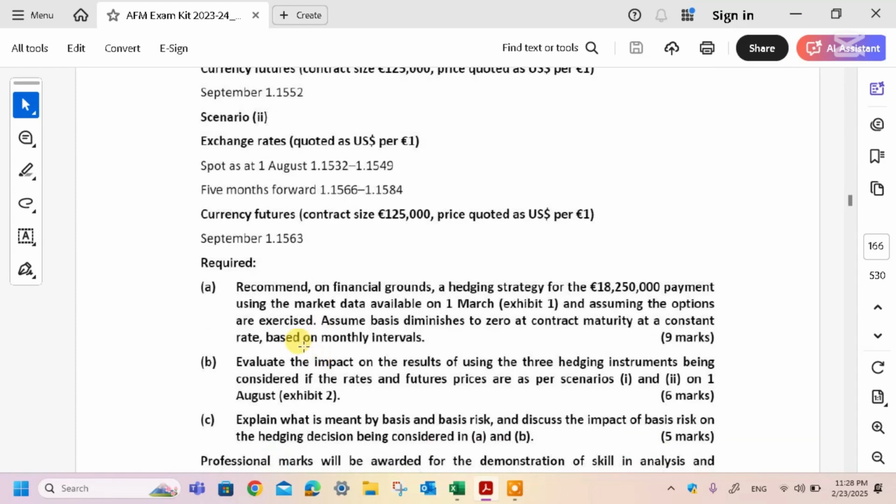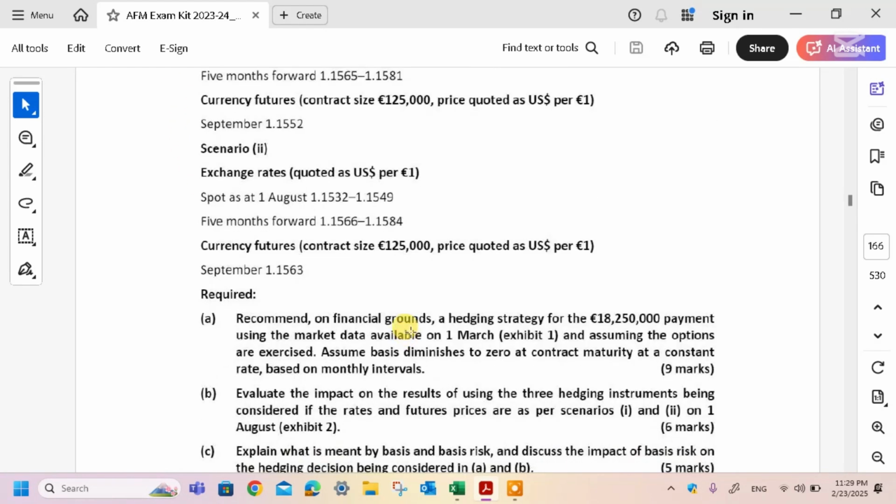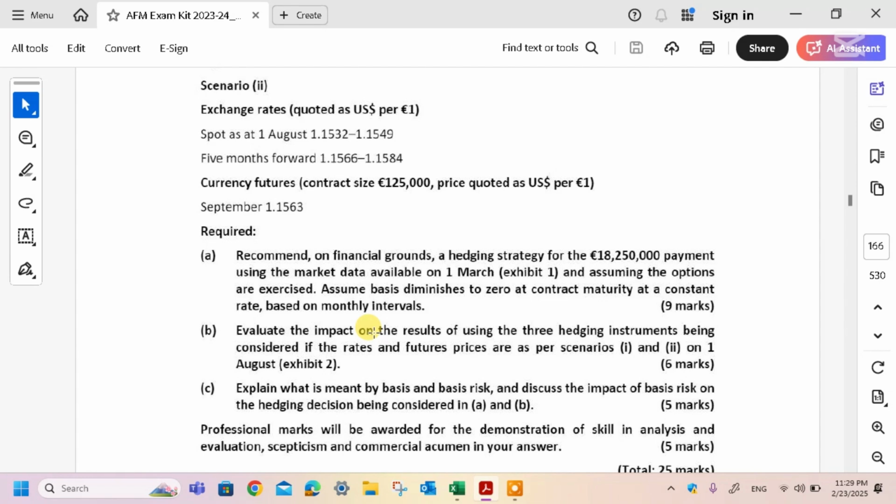Part A, recommend on financial grounds a hedging strategy for 250,000 euro payment using the market data available on 1st of March. So don't consider this information. Exhibit 2 is not for that part A. And assuming the options are exercised. Assume basis diminishes to 0 at contract maturity at a constant rate based on monthly intervals. 9 marks. That's the usual requirement. I don't see anything new in that.